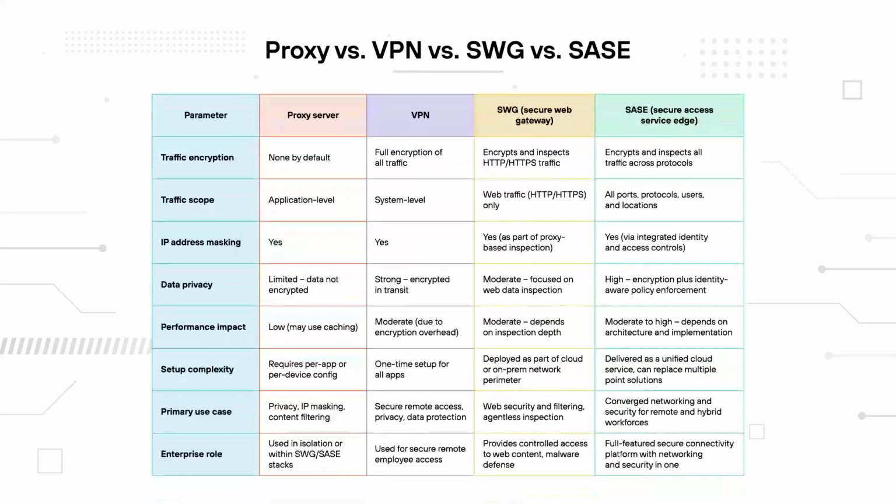To wrap up, proxies offer lightweight traffic control, but depending on your needs, VPNs, SWGs, or SASE might be better options.